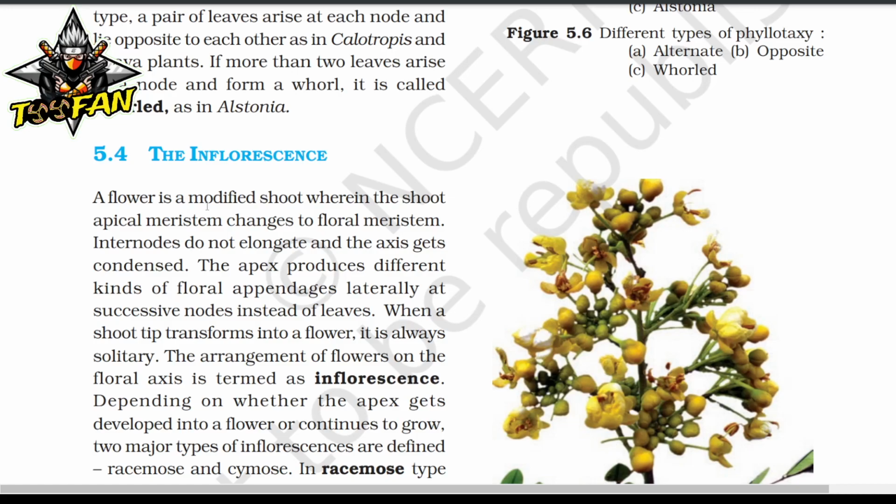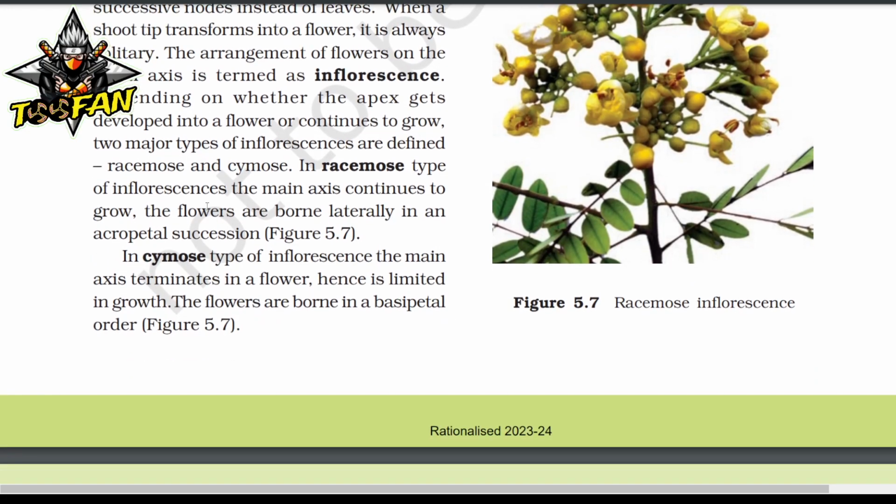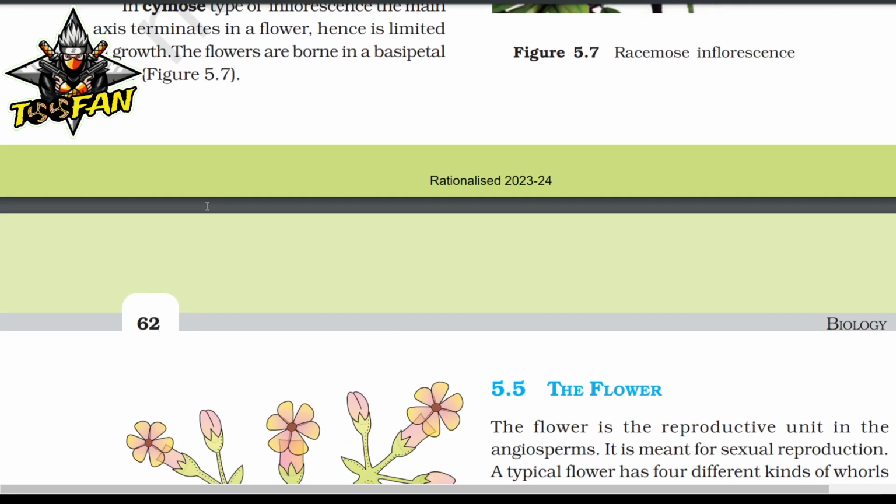Two major types of inflorescence are defined: racemose and cymose. In racemose type of inflorescence, the main axis continues to grow. The flowers are borne laterally in an acropetal succession. In cymose type of inflorescence, the main axis terminates in a flower, hence is limited in growth. The flowers are borne in a basipetal order.